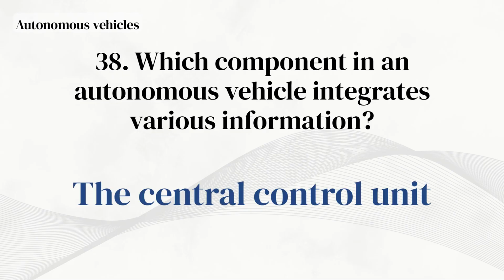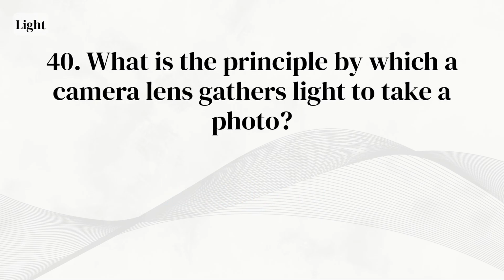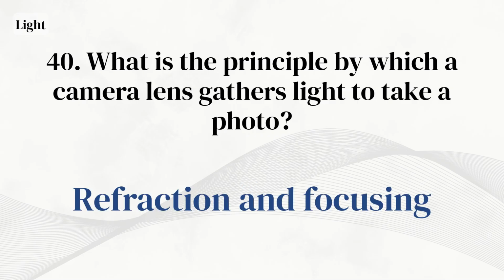The central control unit. What are the winds called that blow near the surface in tropical regions? Trade winds. What is the principle by which a camera lens gathers light to take a photo? Refraction and focusing.